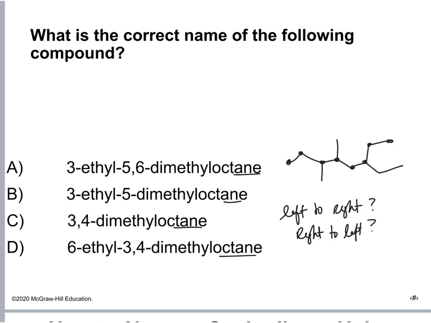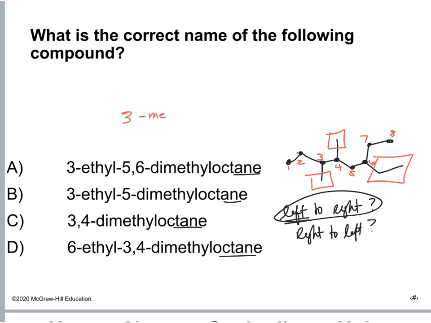Well, if we go right to left, 1, 2, 3. Here we go 1, 2, 3. So that's 3. But then if we go 1, 2, 3, the next substituent is 5. If we go from left to right, 1, 2, 3, the next substituent is 4. So we'll go left to right. 2, 3, 4, 5, 6, 7, 8. And then what are our substituents? You have a 3-methyl, a 4-methyl, and a 6-ethyl.